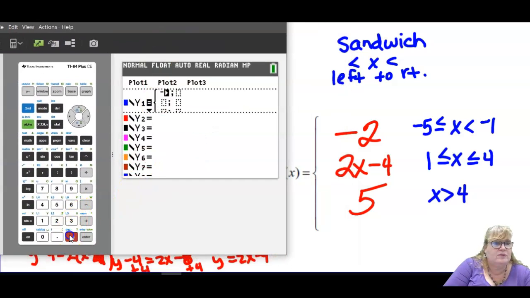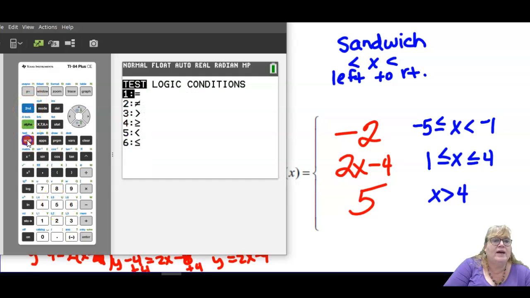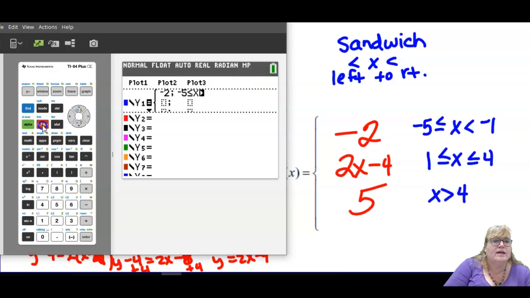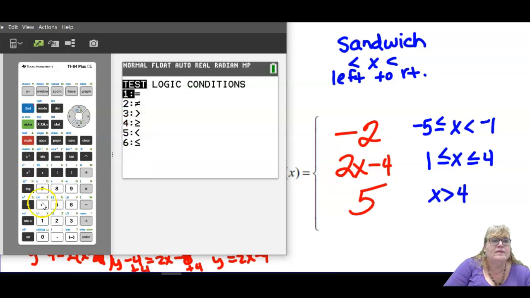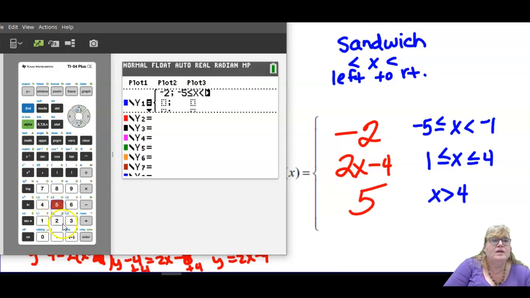My rule I came up with was -2. Then you can just arrow to this box, but you still have to use that test menu. So it was -5, it's second math to get the less than or equal to, which is choice 6, then an X, then a less than, second math 5, and then a -1. Okay, you don't ever have to do this. This is just a way to check your answers.